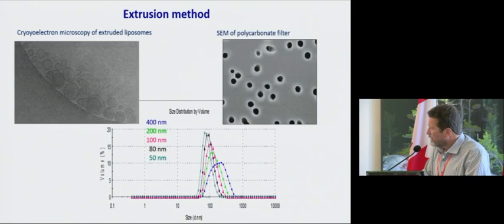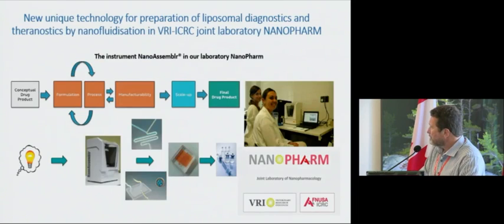Here I would like to point out one thing. If you prepare liposomes by extrusion, there is a very high portion of liposomes which are not unilamellar but multilamellar or oligolamellar. But you can tune the size precisely from say 200, 300 nanometers to say 50 nanometers.